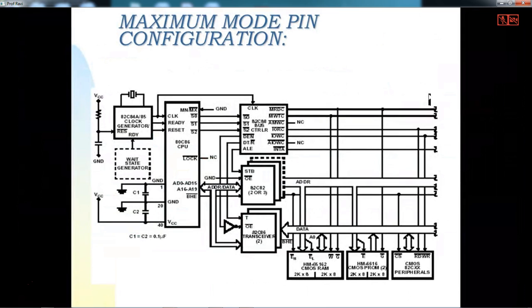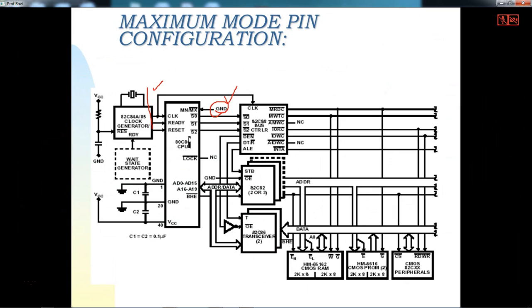Now if you look at the maximum mode of operation of 8086, the basic fundamental here is that the MN/MX pin, the 33rd pin, is connected to VCC. And whether it is in minimum mode or maximum mode, you have to generate a clock signal. The clock signal is generated by using 8284, one more IC made by Intel, and here you generate three signals. That is what we saw in the last class in minimum mode.